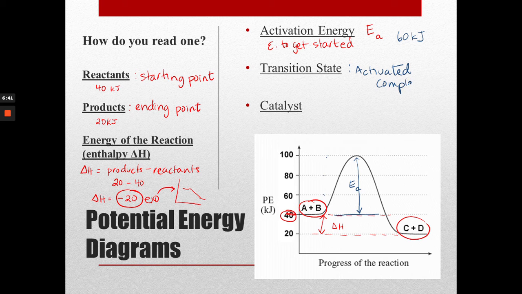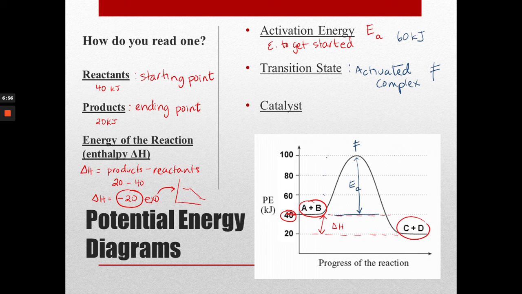Okay, it's not a reactant, it's not a product. It exists right here at the top of the hill. Now, this is the symbol for the transition state or the activated complex. It kind of looks like an old school telephone pole. That's just what it is.